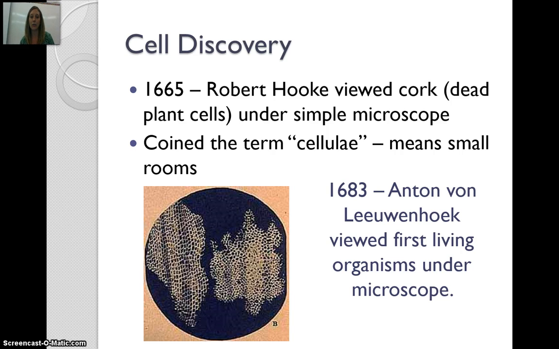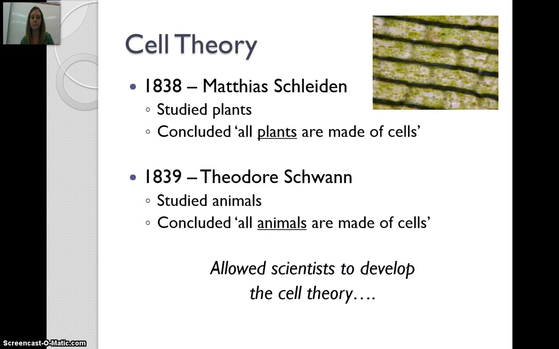In 1683, a guy named Anton von Leeuwenhoek was the first person to view living organisms underneath a microscope, and he took a sample of pond water. Everyone thought water wasn't living, that you shouldn't be able to see anything but water inside of a pond. So he put a sample of pond water underneath a microscope, and he saw that it was full of living organisms. He saw things moving and realized that there were even organisms that you couldn't see with the naked eye, the importance of the microscope.